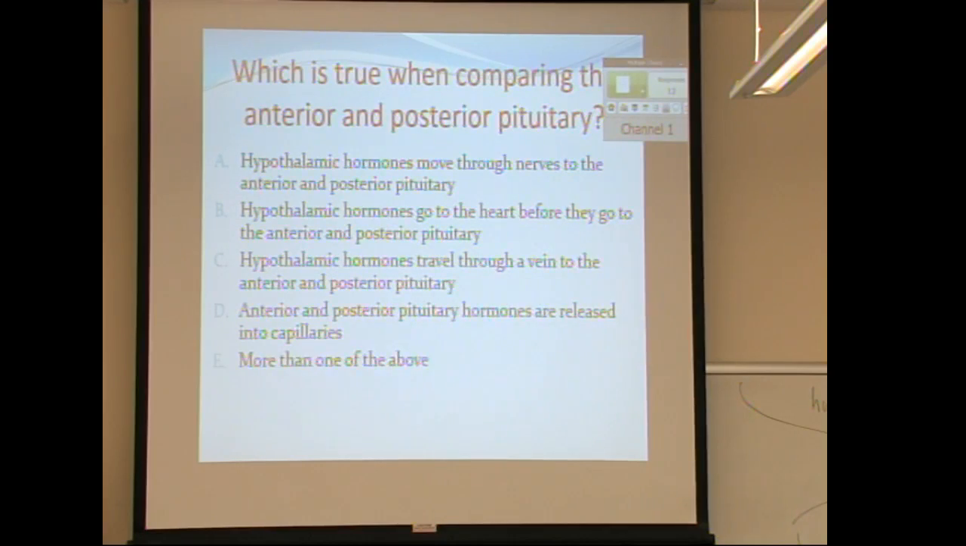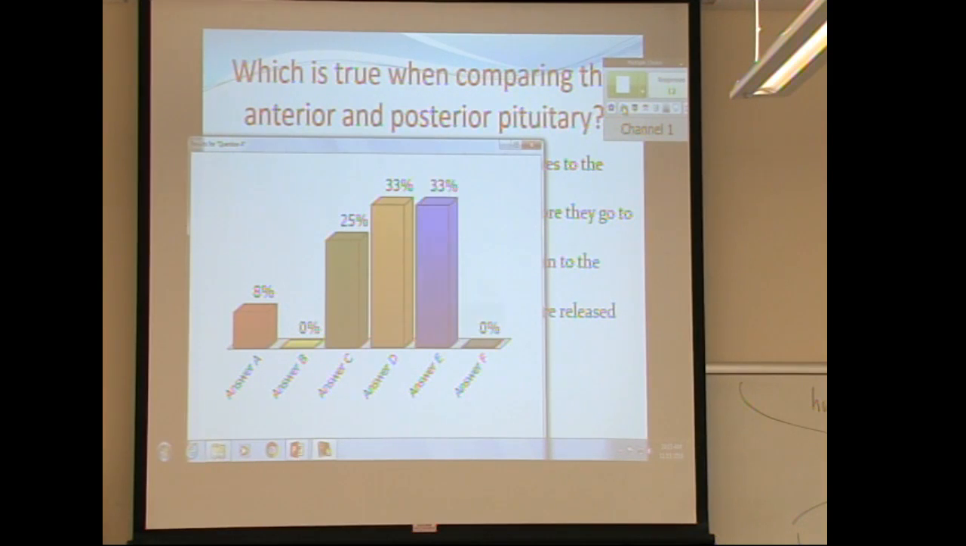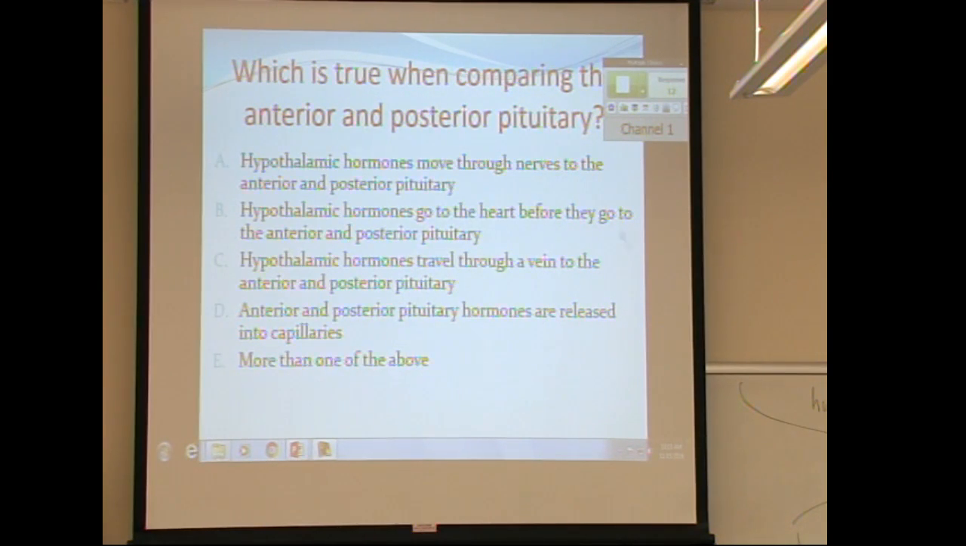All right, what if you compare anterior and posterior? All right, so looks like you could use some group discussion on this one. This is a hard question.